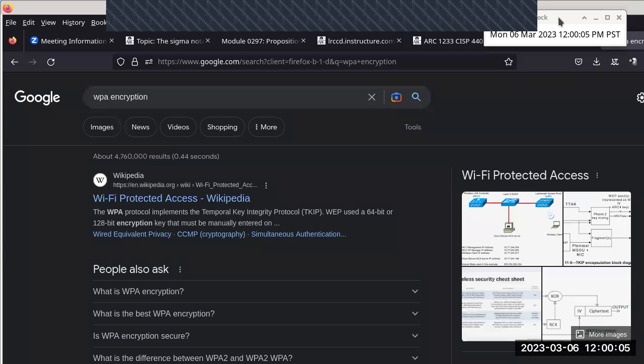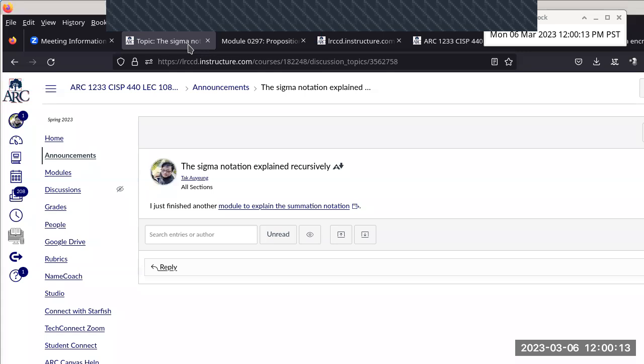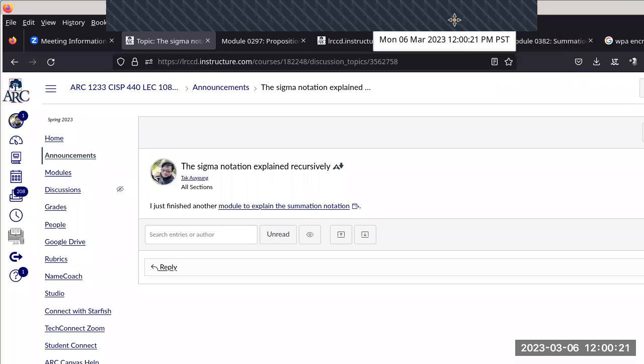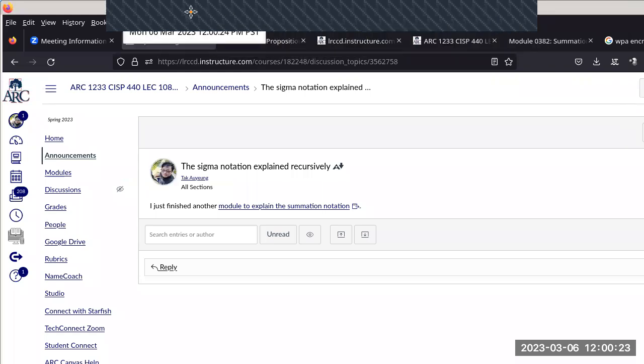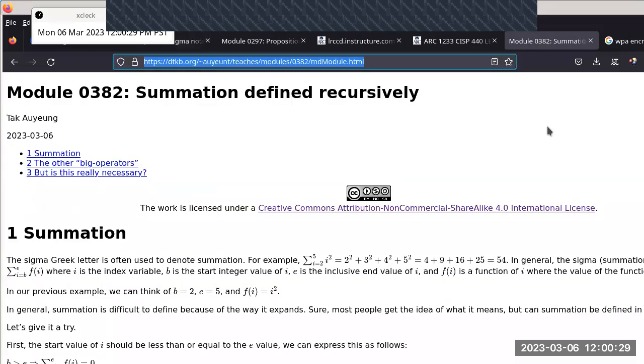Yes. All right, it is time, so I'm gonna get started here. I will start with an announcement that I made just today. I wrote this module today because I felt that I could, and I think it's not a bad illustration of recursive definitions. It is not mandatory reading. If you already know how to read the summation notation, there's no need to read this part. This is my attempt at explaining the summation notation using a recursive definition.